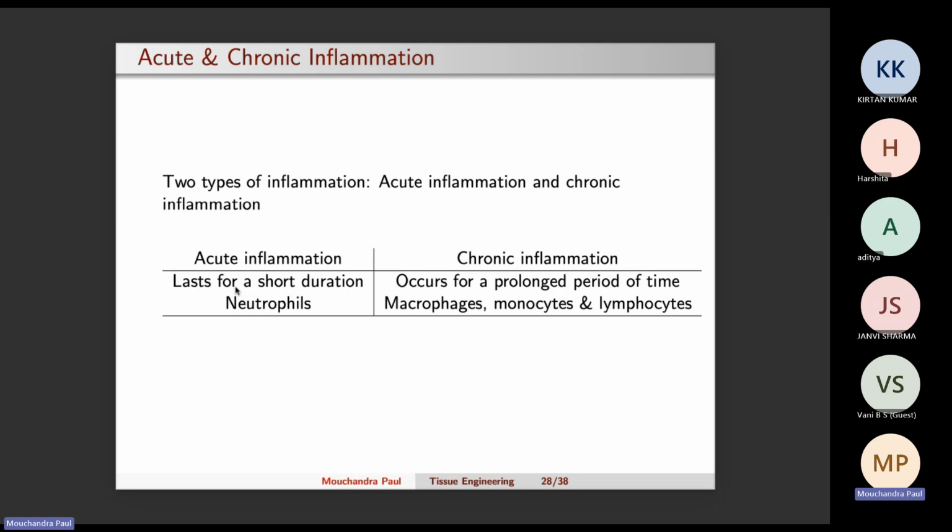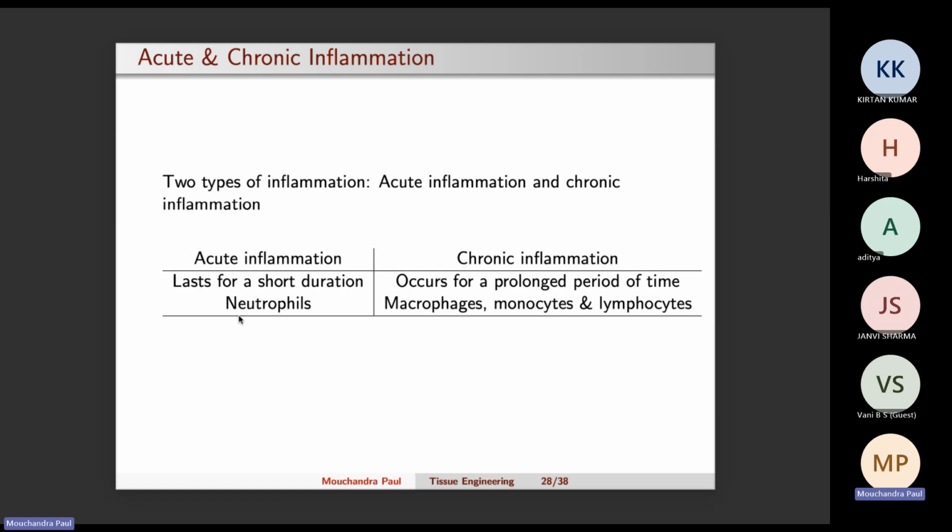But sometimes our body takes a longer time. When that happens, that is called chronic inflammation. It can take more than a week. It can take months or years. So a chronic wound gets formed. The inflammation is persistent; it is going on for a very long period of time.